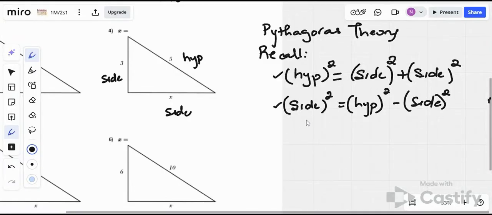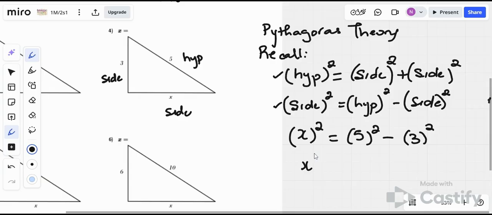We know that the side that we don't know is going to be x squared. That's the side that we don't know. And then we're going to put in the value for our hypotenuse, which is 5. So 5 squared minus 3 squared. Alright, so x squared is again just x times x, which is x to the second power. And this is going to be 5 squared, which is 5 times 5, which is 25, minus 3 times 3, which is 9. So x squared is equal to 16.